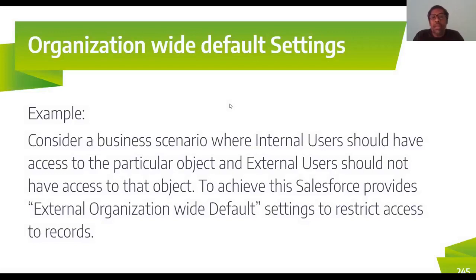So consider a business scenario where internal users should have access to a particular object and external users should not have access to that object. Say, for example, we have an object called invoice object. The internal users can access it, whereas the external users should not. So to achieve this, Salesforce provides an external organization-wide default setting to restrict the access to the record.